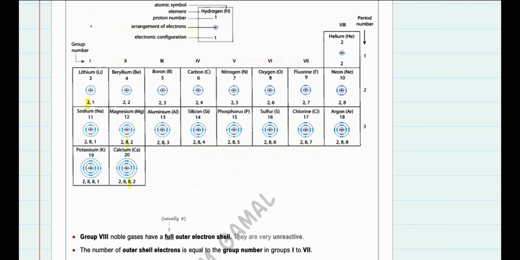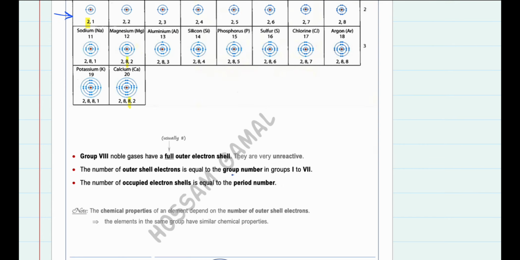In a periodic table, we have vertical columns, which are known as groups, and we have horizontal rows, which are known as periods. The last group of the periodic table is known as group 8, the noble gases, and they have a full outer electron shell. The group number in the periodic table tells you about the number of outer shell electrons, but the period number tells you how many occupied electron shells we have.